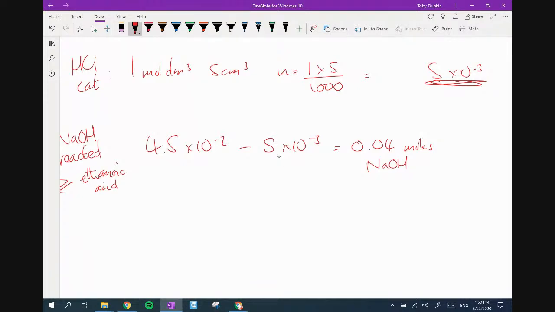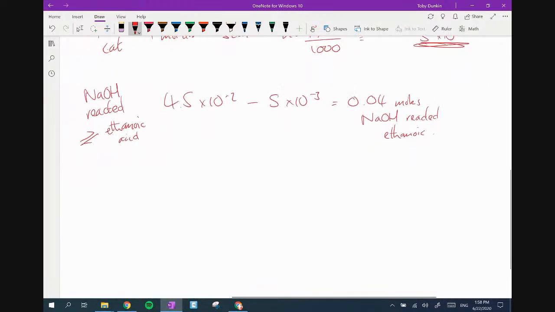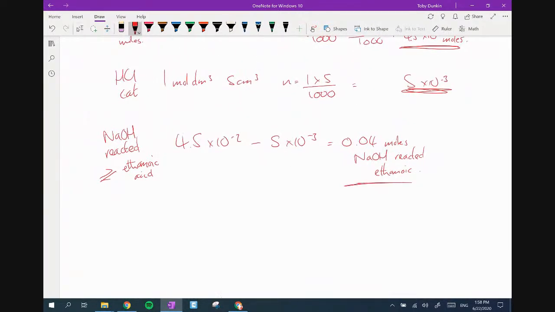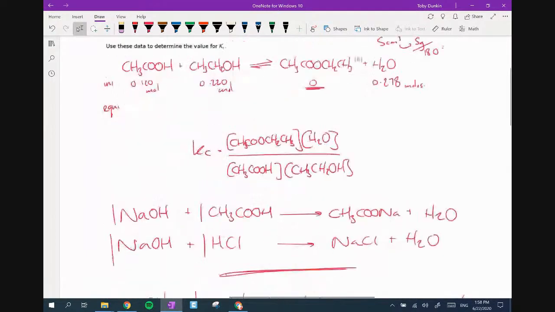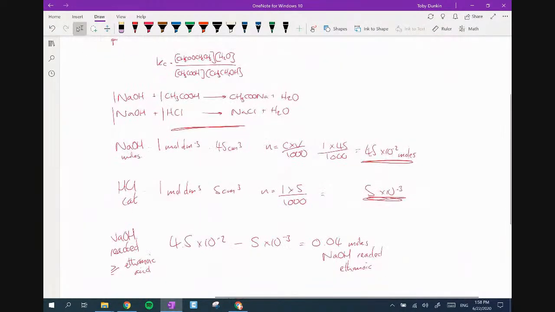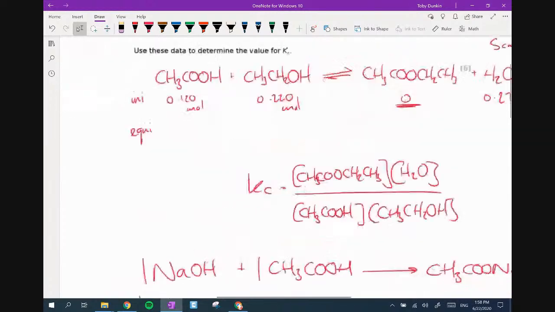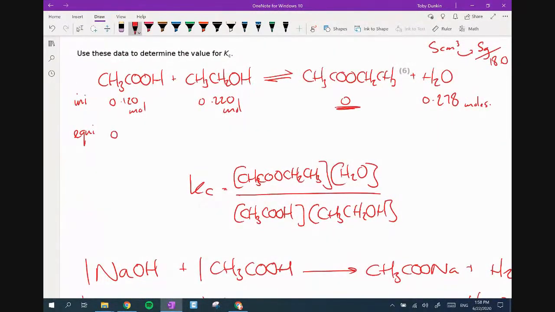I'll note everything: reacted with the ethanoic. Now, once again, it's a one-to-one relationship. What that means is I've just worked out my equilibrium moles. That translates to 0.04 moles of ethanoic acid at equilibrium. You realize why this is complicated and why I'm wanting to spend a bit of time going through it. So I've now got my number. Oh yeah, 0.04, that makes total sense. If it was bigger, I'd be worried. 0.04 moles of that at equilibrium.